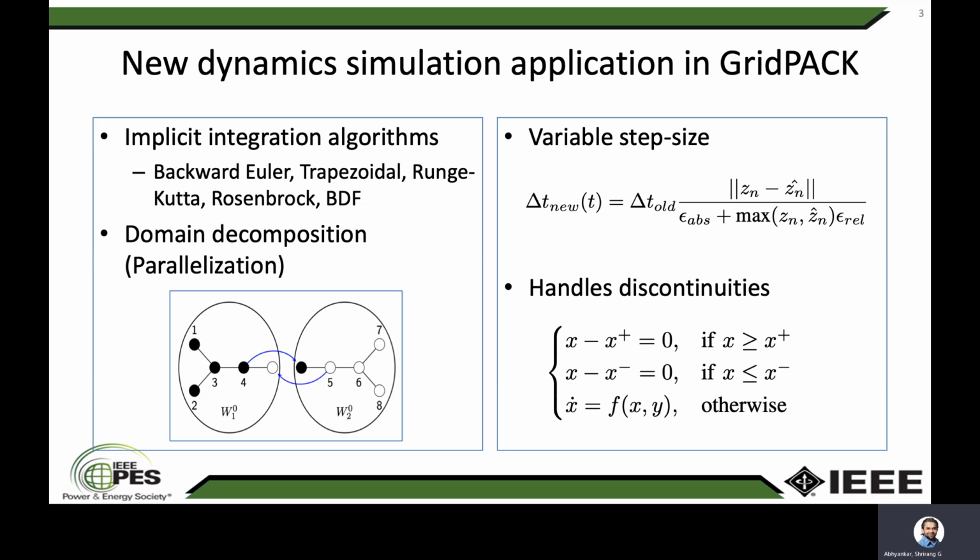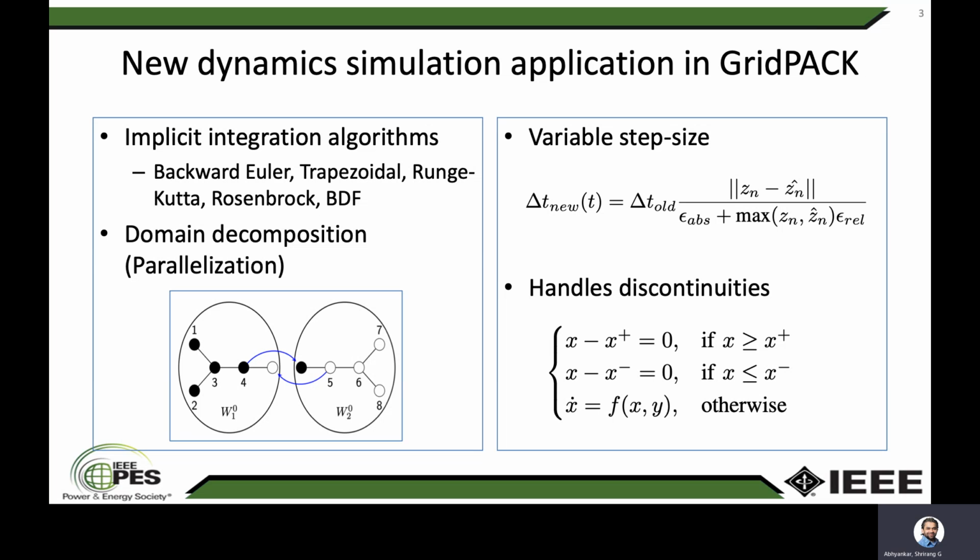So we do a domain decomposition approach where we partition the network into subnetworks, and each subnetwork is the responsibility of, or is assigned to, a different process or rank. And there is exchange of information at the network borders.